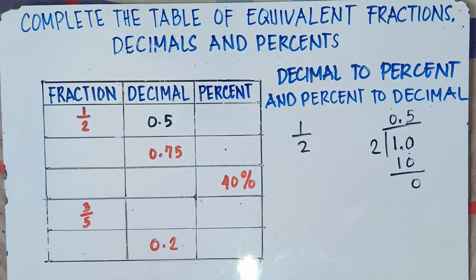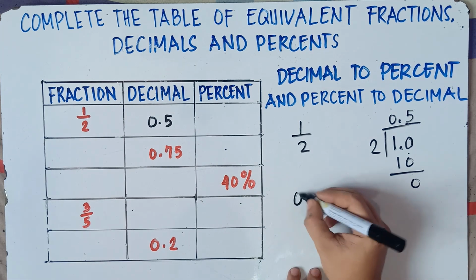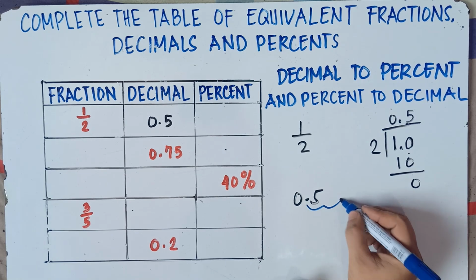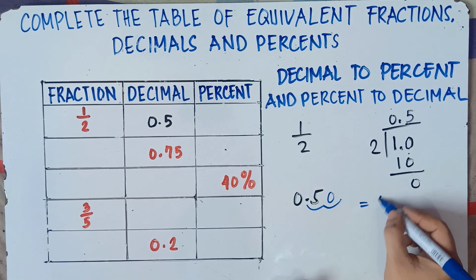Now, how will you convert 0.5, class, into percent? That's correct. Just simply move the decimal point left to right twice. 1, 2. Add 0. So this will be 50%.